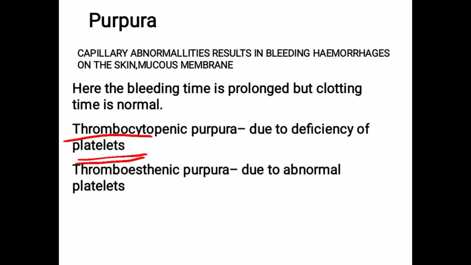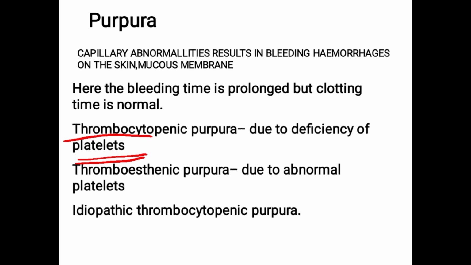So here again there are three types. Thrombasthenic purpura, in this abnormal platelets are present. So bleeding time will be prolonged. I already told the bleeding time mainly depends on formation of temporary platelet plug, because due to deficiency or the platelet not functioning properly, this capacity will decrease. Okay, due to presence of abnormal platelets.